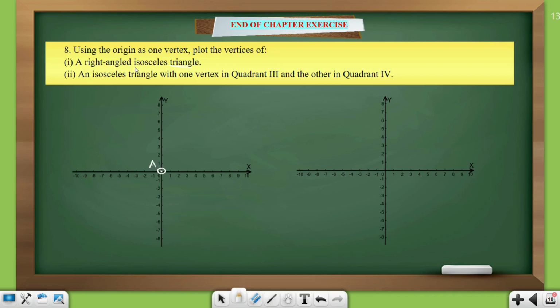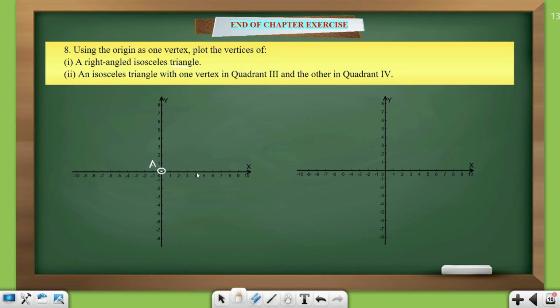Now I need to construct an isosceles triangle, and also it should be right angled. For an isosceles triangle we know that two of its sides have to be of equal length, and since it has to be a right angle triangle, I need to construct 2 sides of the triangle which are perpendicular to each other. Since the point A is our origin, I can take the x-axis as one side and the y-axis as another side, so that it will form a right angle here, and I can join this to get a right angle triangle. But one more thing is, it has to be an isosceles triangle, which means the sides are of the same length.